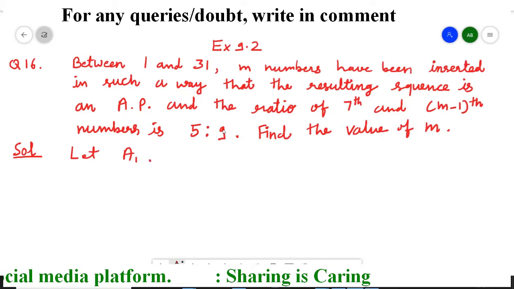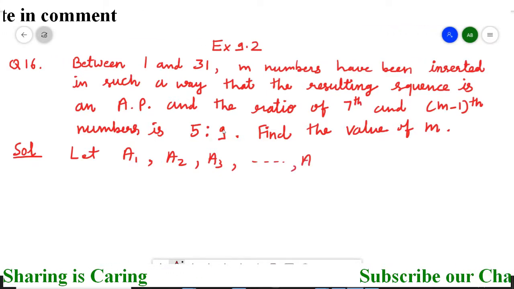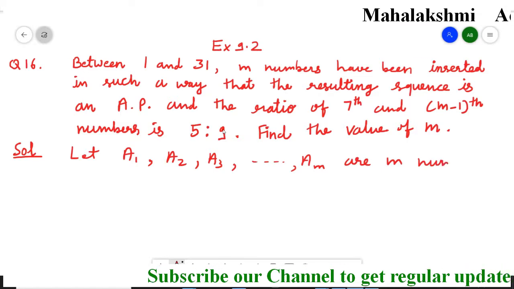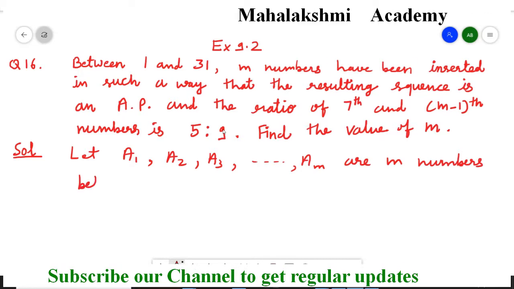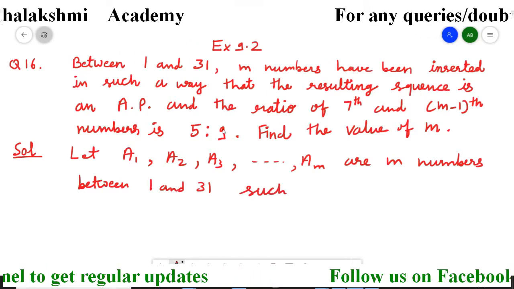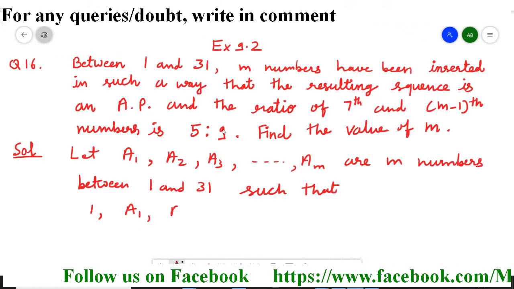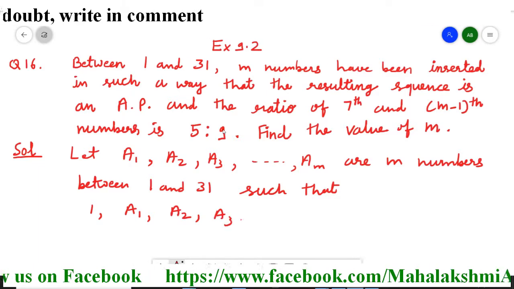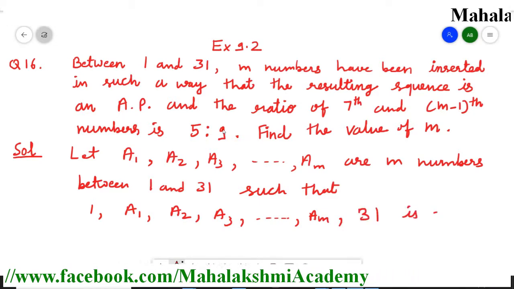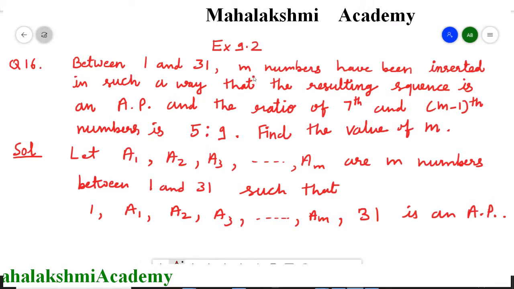Let A1, A2, A3, up to AM be m numbers between 1 and 31 such that 1, A1, A2, A3, AM, 31 is an AP.